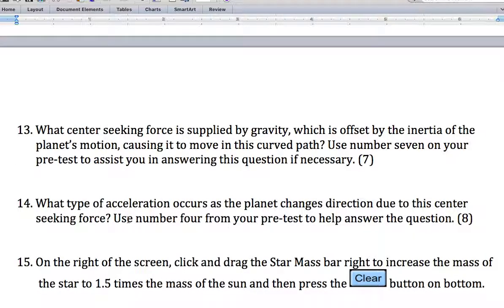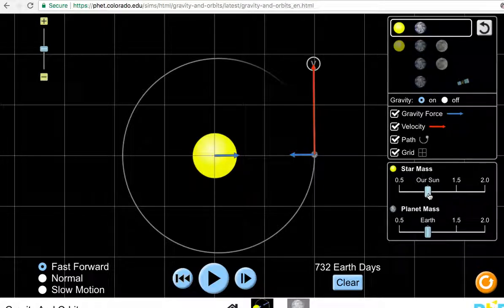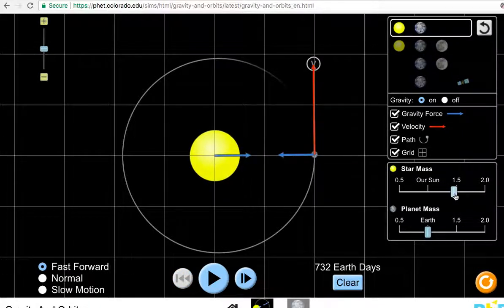Centripetal acceleration is the result of the centripetal force. And the centripetal force is due to gravitational attraction and the inertia of mass. All right, so on the right side of the screen, we're going to click and drag the star mass bar to the right and increase the mass of the star to 1.5 times the mass of the sun, and then press the clear button. So here's our sun, increase its mass by 50%. So you should have seen what changed other than the size of this thing, the strength of our gravitational arrows.